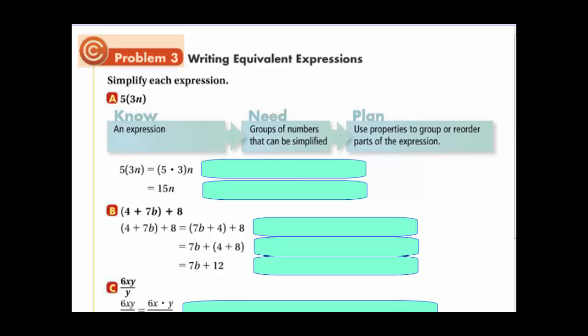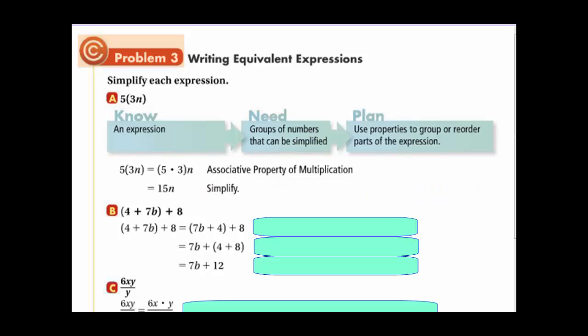So for instance, the first one, we know that 5 times the quantity 3n, we can break that into really 5 times 3 times n. Well, notice what we're doing. We're changing the grouping. If you remember, changing the grouping was the associative property of multiplication. Now, by going 5 times 3, all we're doing is multiplication, or simplifying from there. Okay. So, makes it a little easier.